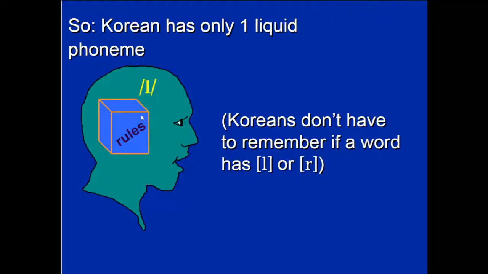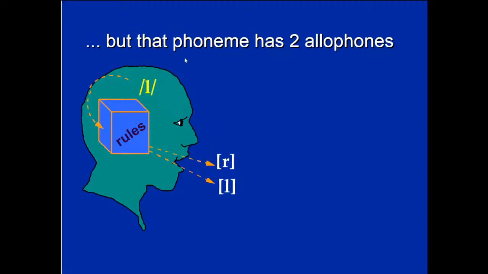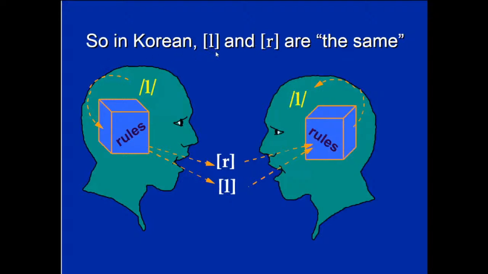So what is supposed to exist as a piece of information in the mind of Koreans? Here we have only one sound, which is L. Koreans don't have to remember if a word has L or R. But that phoneme has two allophones here, and these allophones are obtained according to rules. L can be realized, can be pronounced, as R or as L in different phonetic environments. So in Korean, L and R are the same. They belong to the same phoneme, this one.